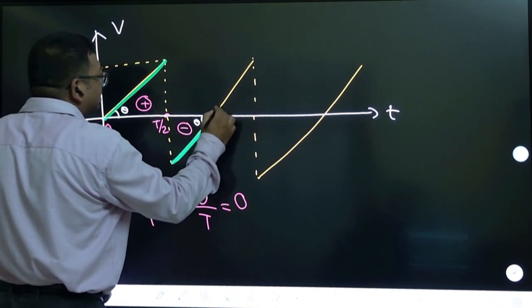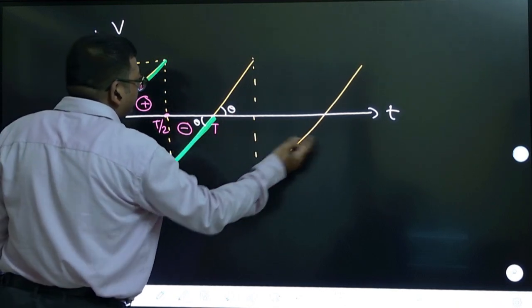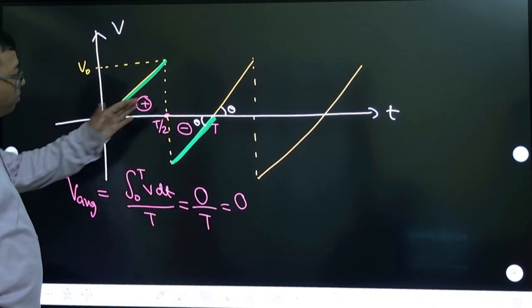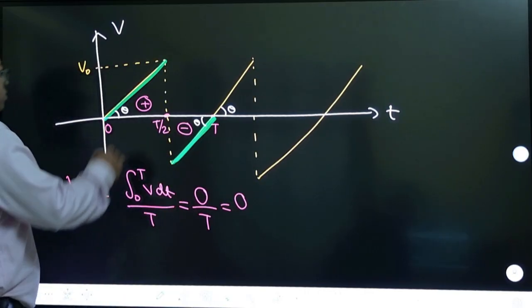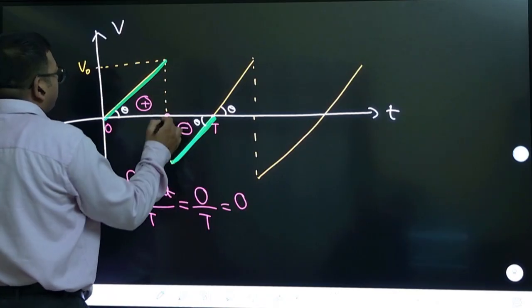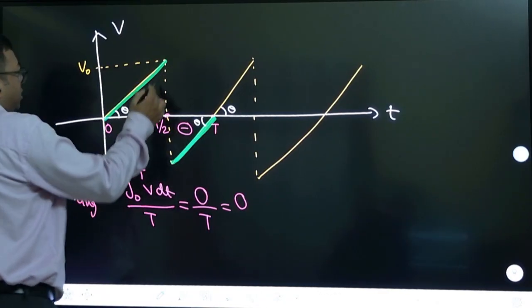By symmetry we can see all these angles are equal. We don't have to worry about that. So the slopes are going to be the same, this line or this line. So what is the slope of this line, and what is the equation of this line?